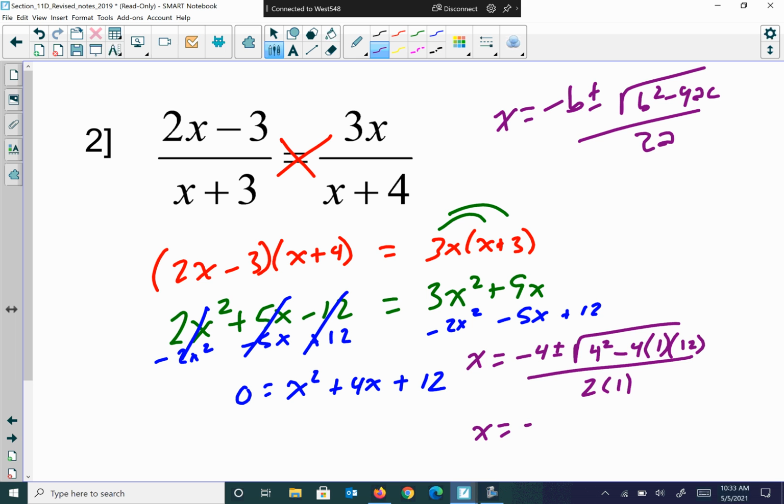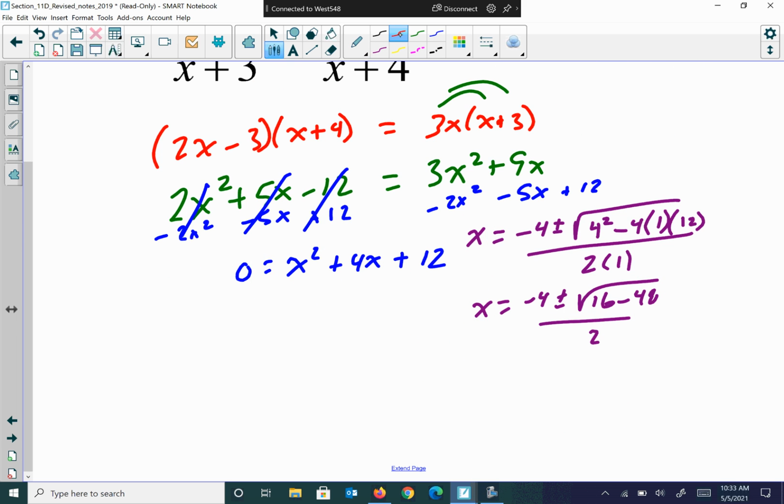So I get x equals negative 4 plus or minus the square root of 16 minus 48, all over 2. If you were in Algebra 1, you could stop there because you could say no real solution.